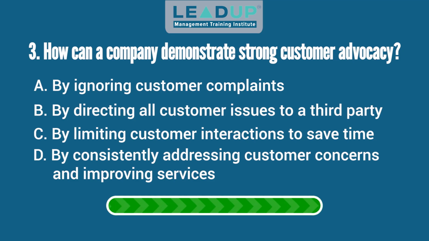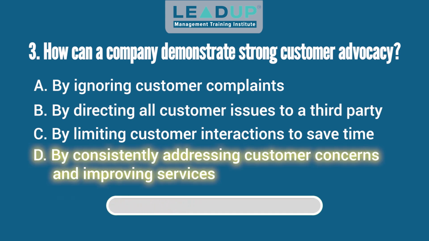3. How can a company demonstrate strong customer advocacy? A. By ignoring customer complaints. B. By directing all customer issues to a third party. C. By limiting customer interactions to save time. And D. By consistently addressing customer concerns and improving services. Answer: by consistently addressing customer concerns and improving services.